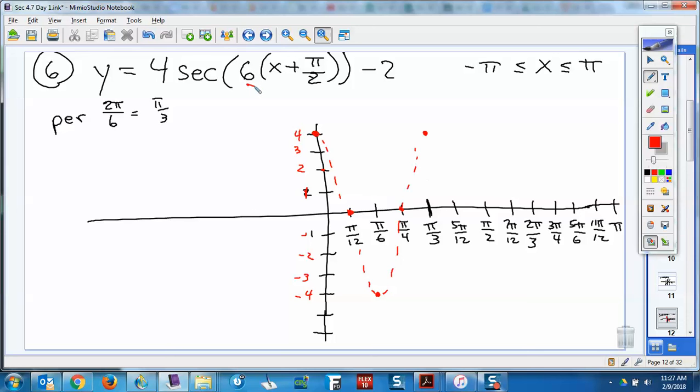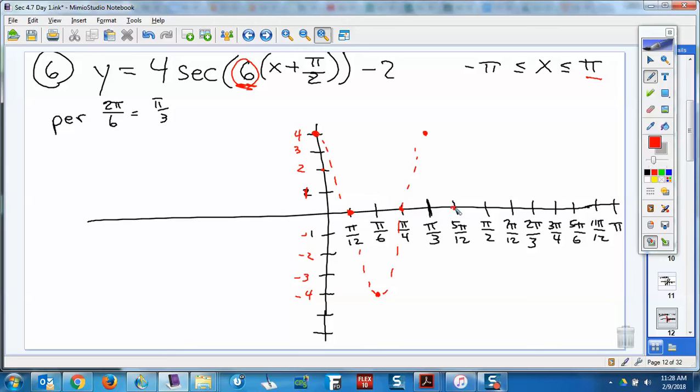Because remember, because of this 6, I need a period of pi thirds. So that's why I need all those marks. That's one period. So since I have to go all the way to pi, remember we said this 6 is how many cycles you have in 2 pi. So we're going to have 3 cycles over here, and then we would have 3 cycles over here. We're going to have 6 cycles every 2 pi. That's another way of thinking of that 6.